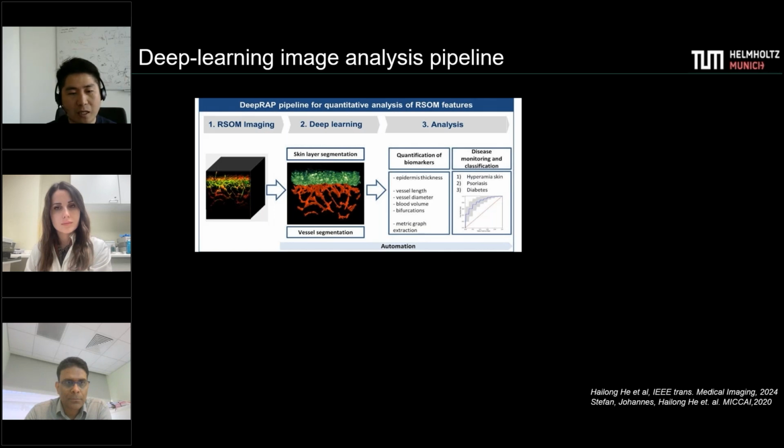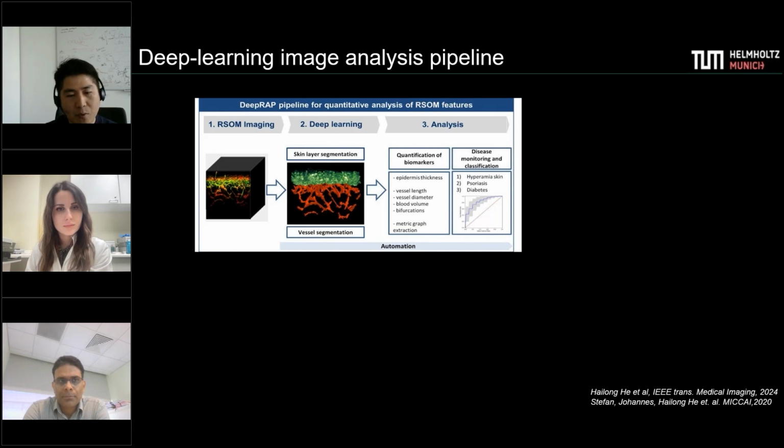DeepRAP uses a multi-network segmentation strategy based on a convolutional neural network with transfer learning. This strategy enabled automatic recognition of skin layers and subsequent segmentation of the dermal microvasculature with accuracy equivalent to human assessment. So DeepRAP encompasses 3 major technical developments.